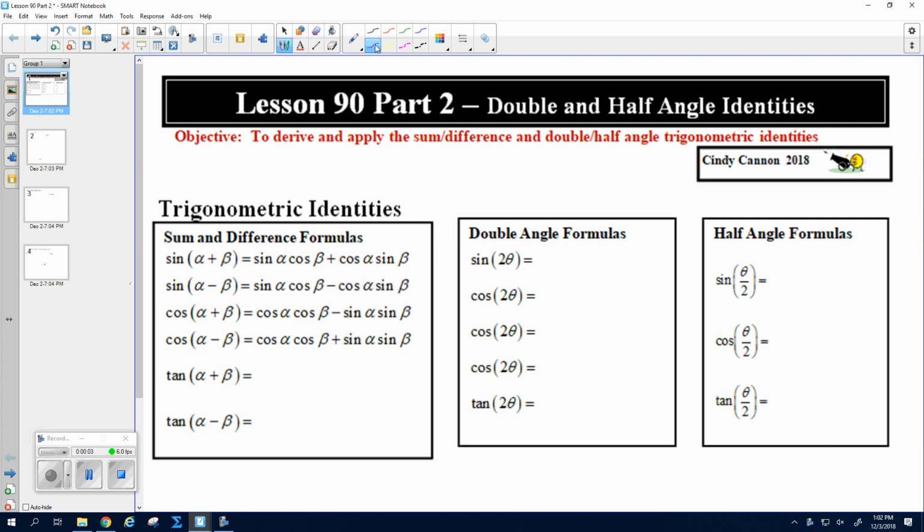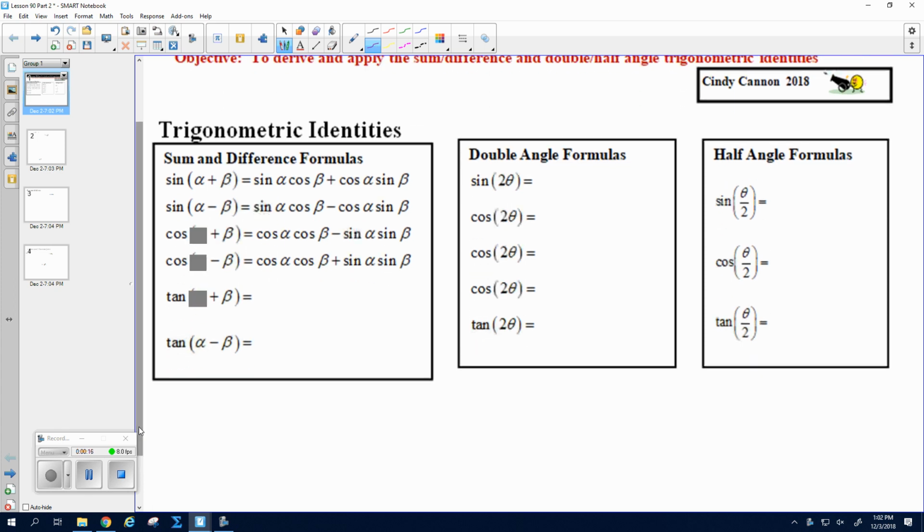Okay, so you guys, this is where it kind of starts to get hard. This lesson 90 is one of the hardest ones in the book, so do take great notes today. So let's see if you can fill in, no, seriously, see if you can fill in these tangent formulas.